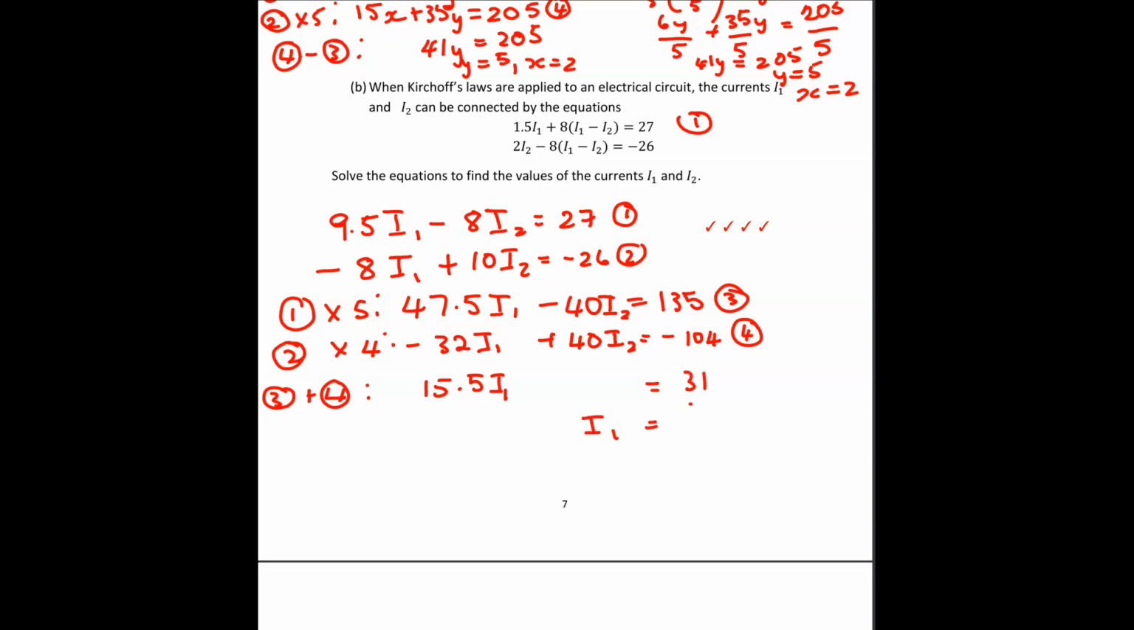I1 is thus 31 over 15.5, which is equal to 2. Putting that back in, put it back into 1 if you like, it doesn't matter. 9.5 times 2 minus 8 I2 equals 27, and that'll give you that negative 8 I2 equals 8, so I2 equals negative 1, which I think is a bit wonky, but that's the answer, and you can check it.